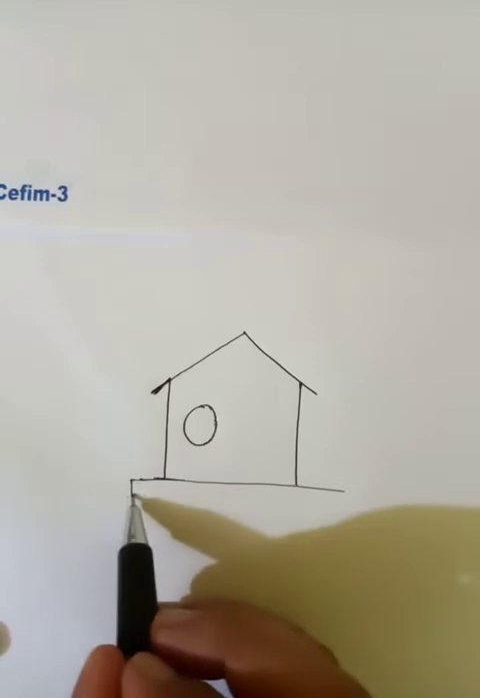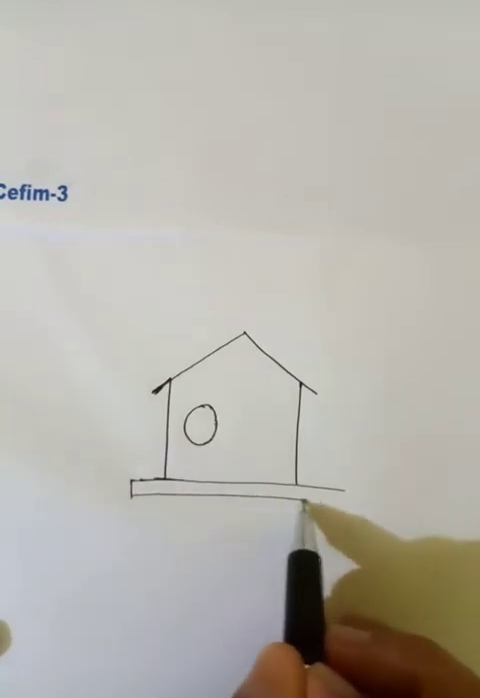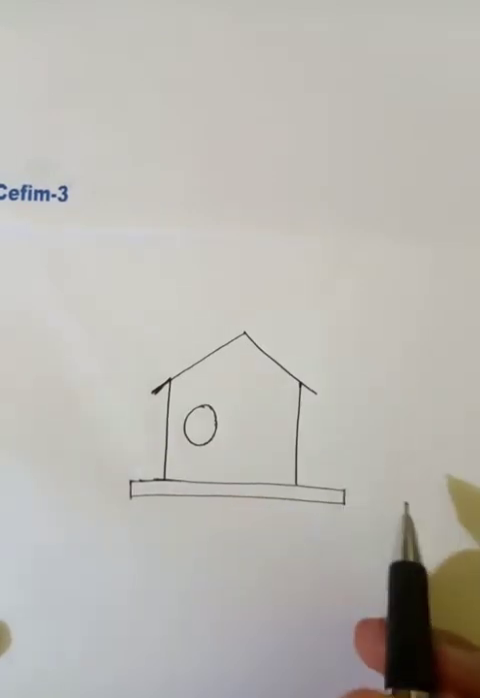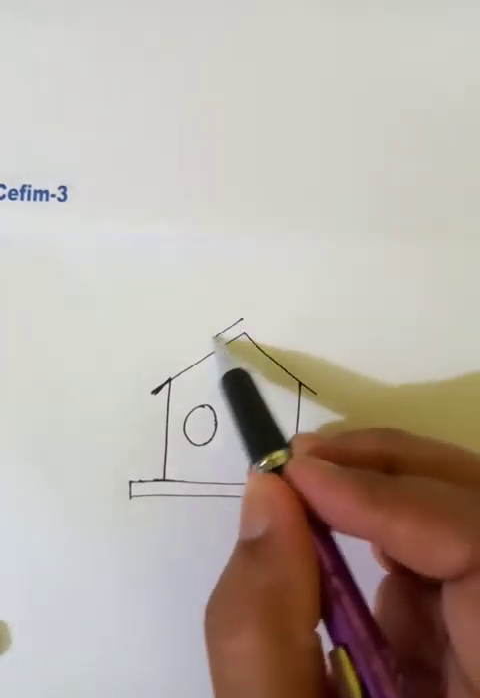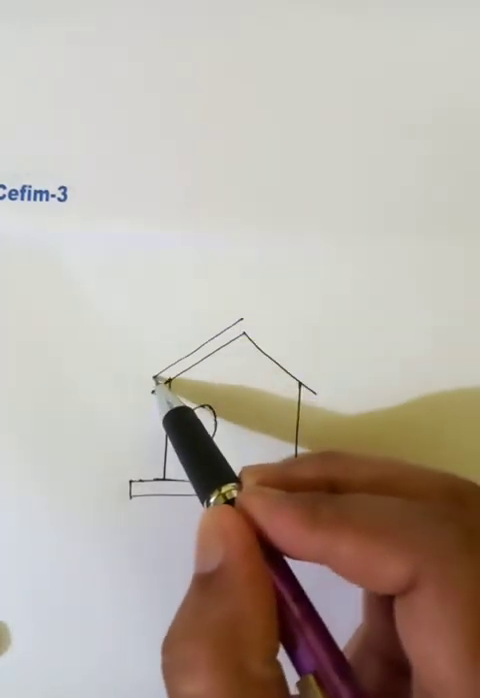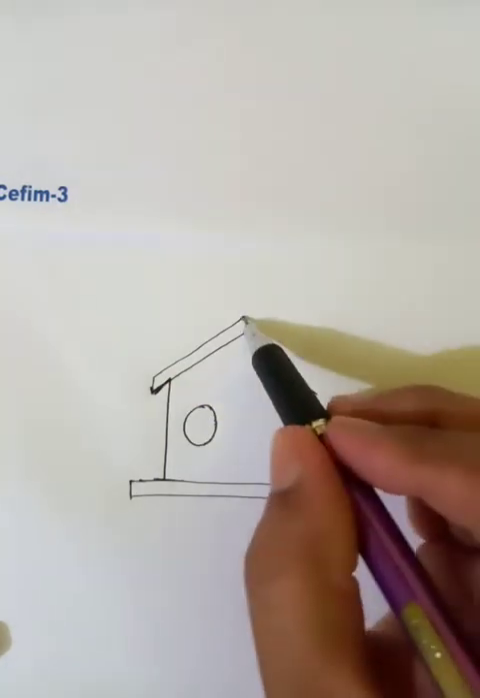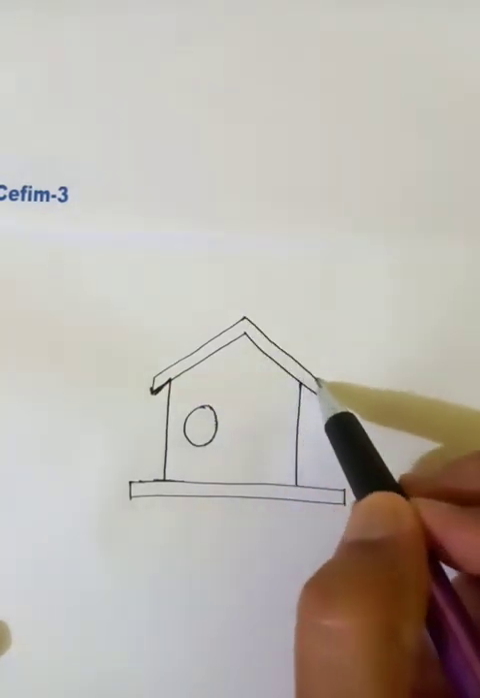Then we draw the parallel horizontal line here. This is becoming the roof. We put two lines here and here on this side.